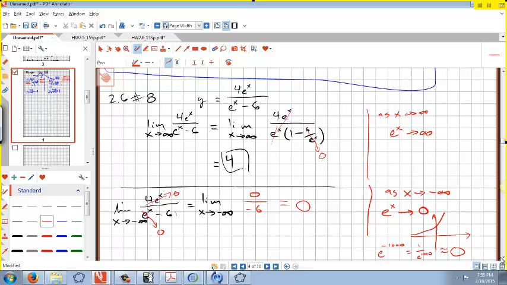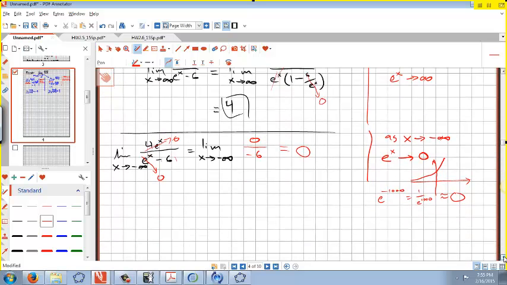So this is one where there are 2 horizontal asymptotes. The horizontal asymptotes are twofold: y equals 4 as x goes to positive infinity, and y equals 0 as x goes to negative infinity.